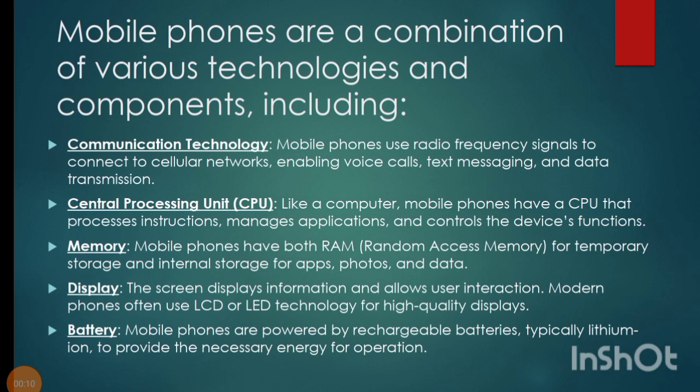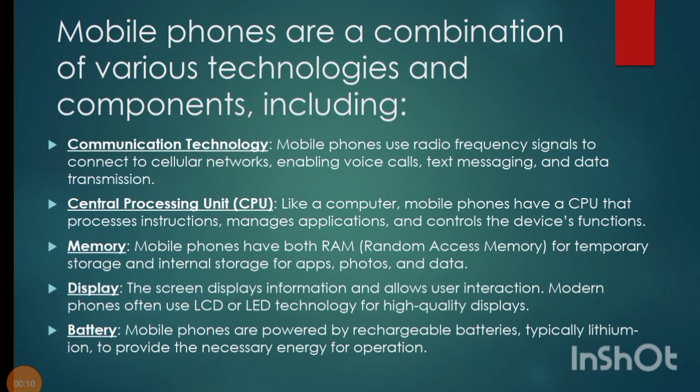Display. The screen displays information and allows user interaction. The screen is a very crucial part of any mobile phone because it is the main point of interaction between the user and the mobile phone. Modern phones use LCD (liquid crystal display) and LED (light emitting diode) technology for high quality displays.